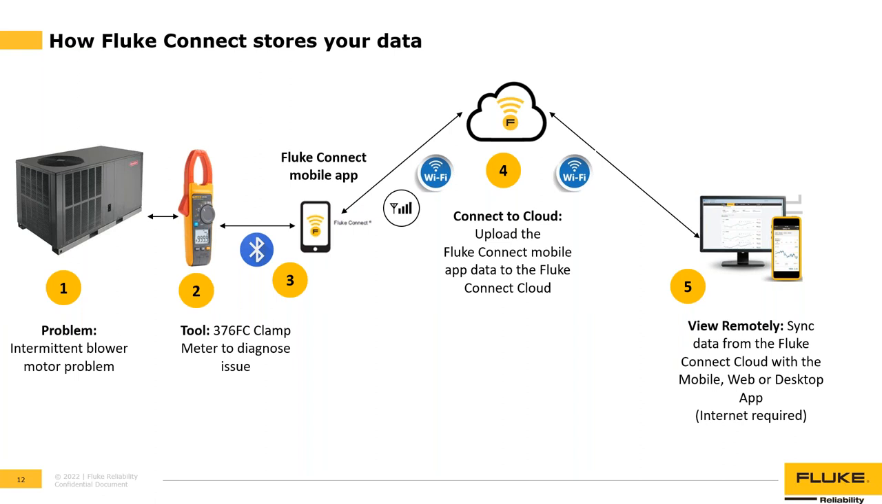Now, if the cell phone is out of range and has no signal whatsoever, the data will be stored on the phone until it reconnects to either a cell signal or a Wi-Fi signal and can then upload the data from the phone to the Fluke Connect cloud. And finally, last but not least, in step number five, users can then access their Fluke Connect data in the cloud via any web-enabled device, such as a web browser, the mobile app, or our desktop software.